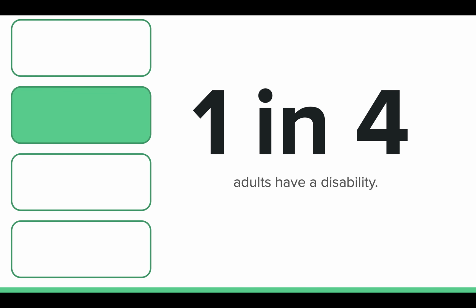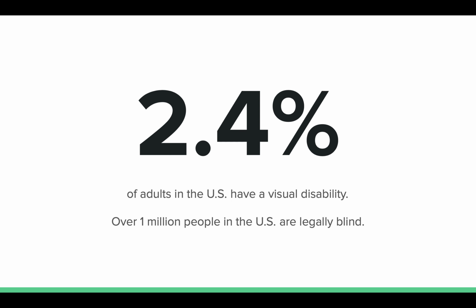When going through different possible fields and options for our capstone design, we noticed that 1 in 4 adults in the U.S. have a disability. That's approximately 25%. Though that's not the majority of Americans, it's still a significant amount. Within that 25%, 2.4% of adults in the U.S. have a visual disability. Of that 2.4 percent, there's over 1 million people in the United States who are legally considered blind.